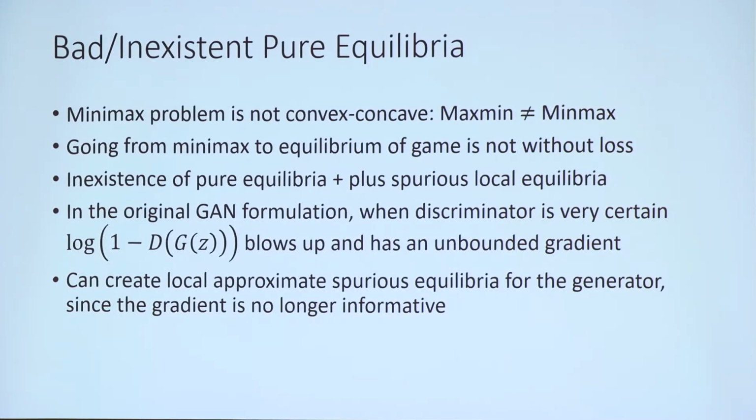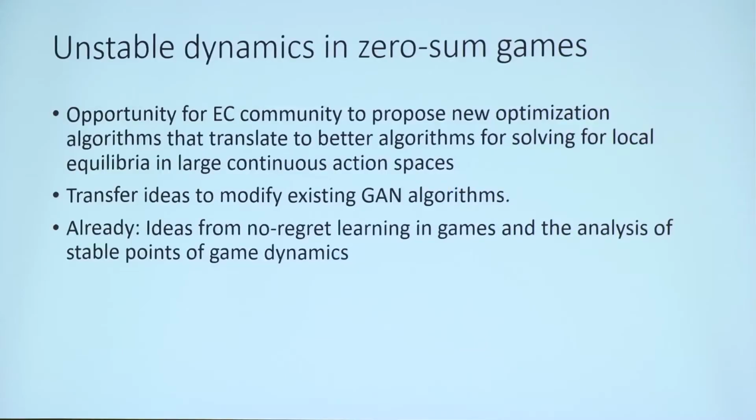So maybe pushing the state of the art in theory might be a good opportunity here. Unstable dynamics, again, I think this is an opportunity for the EC community that tries to analyze gradient-based solutions or continuous optimization solutions for games and for games with continuous action spaces. Maybe there are ideas from this theoretical research area that can be translated to new versions of GAN algorithms. And I'm going to talk about some ideas that have been applied and some improvements that people have gotten.